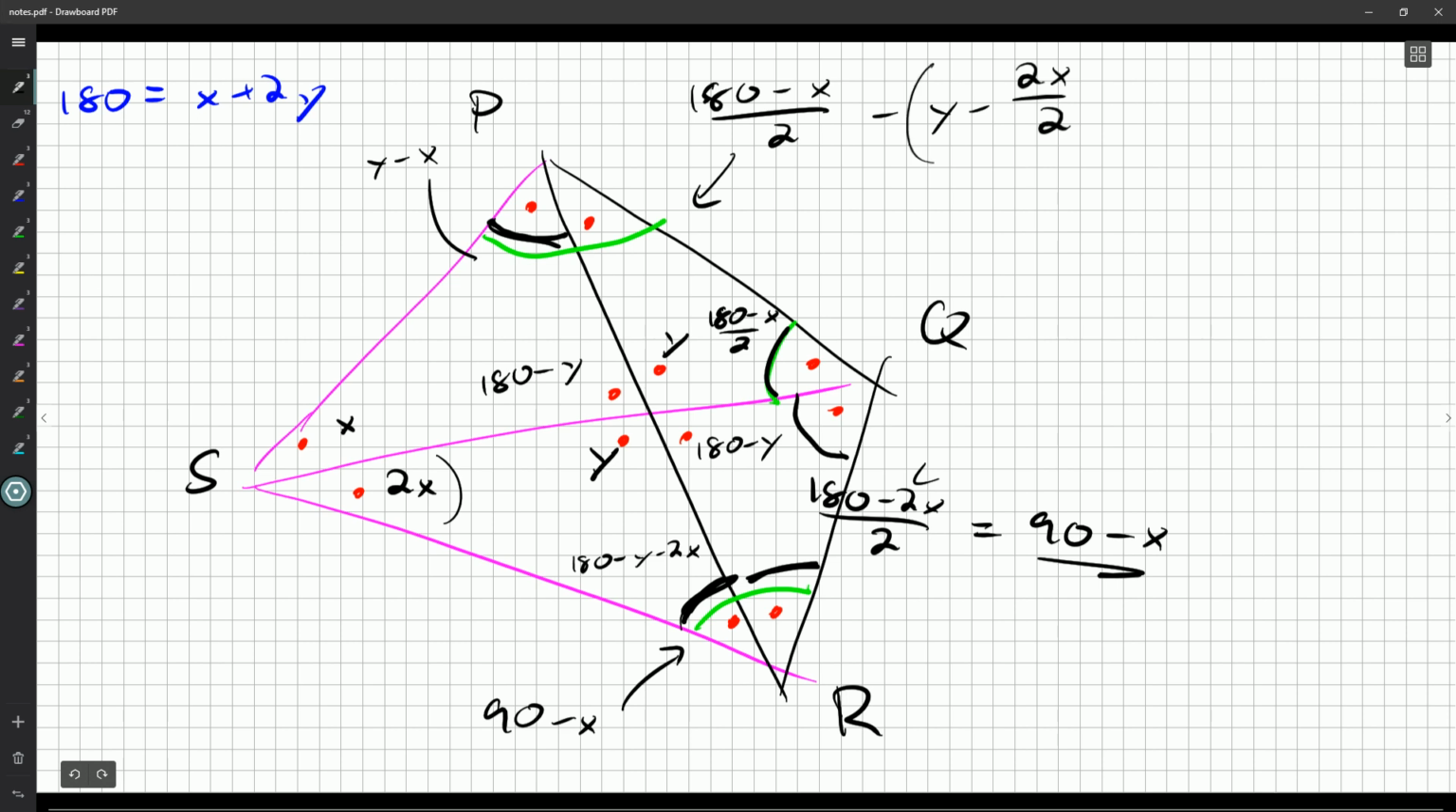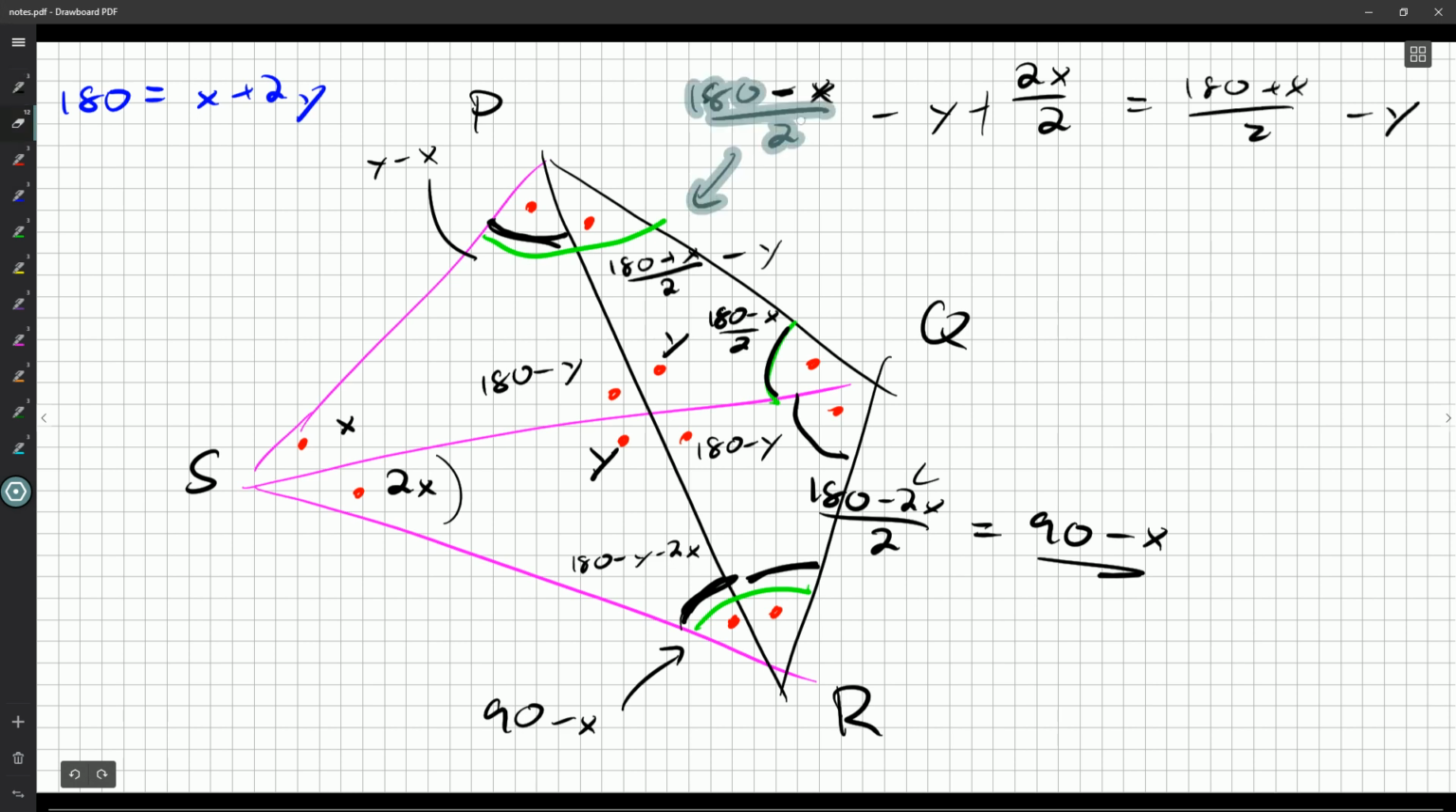Oh no, it's y minus x, so minus y minus x. So this turns into, when the brackets drop, plus 2x, and so minus x plus 2x, it'll be 180 plus x over 2 minus y. So that's what this angle in here is. So 180 plus x all over 2 minus y, whatever that is.